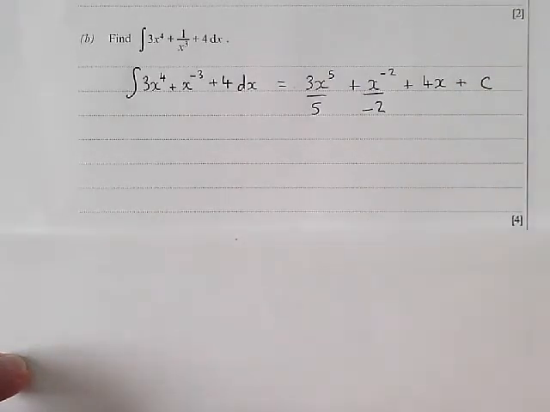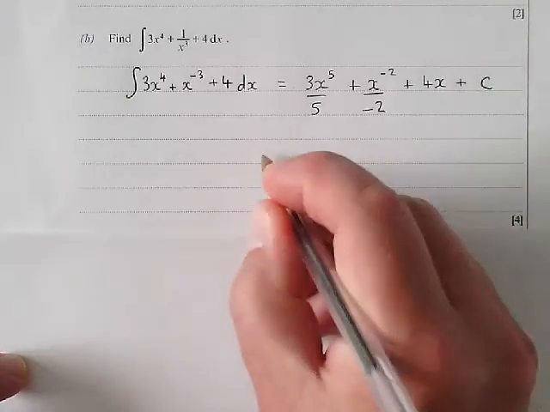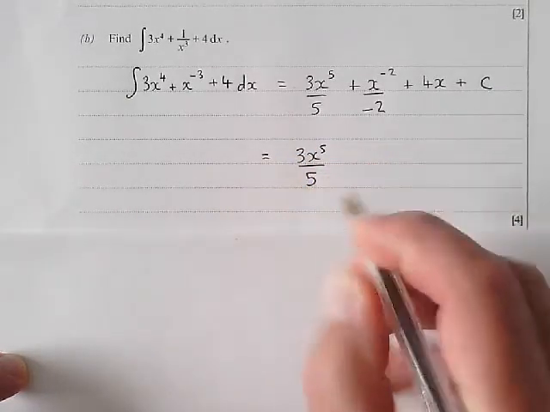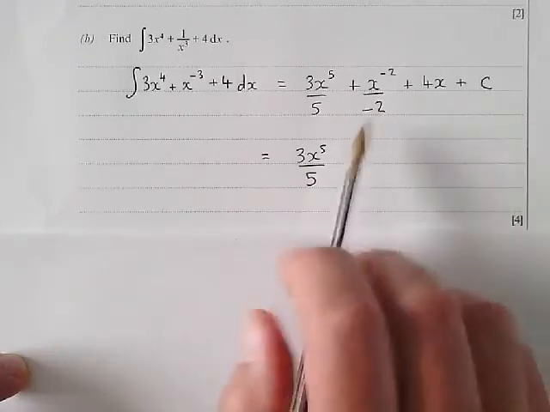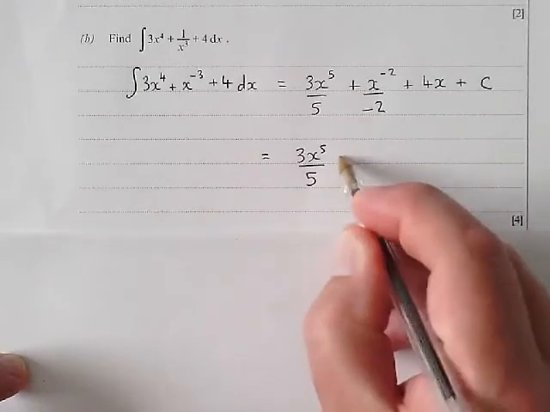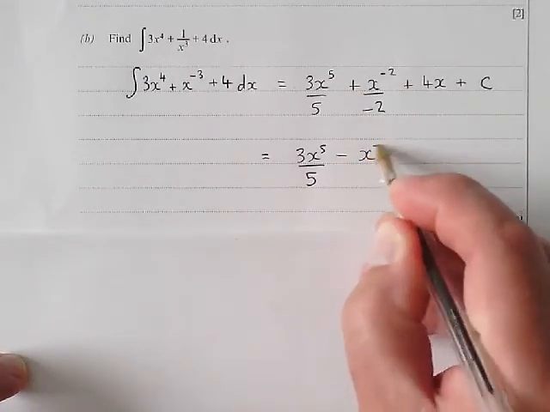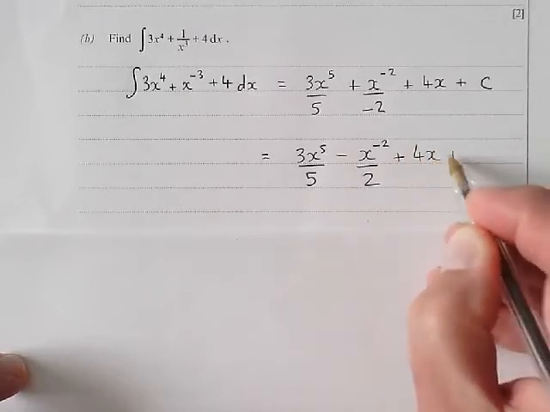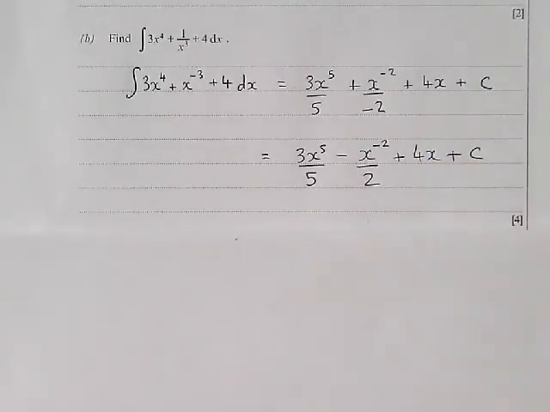Now that would give you full marks, WJEC. I really don't like the second term though, with the minus 2 as the denominator. So I'm going to simplify that second term. We have a plus and a minus, so it's going to give us minus x to the power minus 2 all over 2. And that's how I would prefer the answer written. But you would gain full marks for the first line.